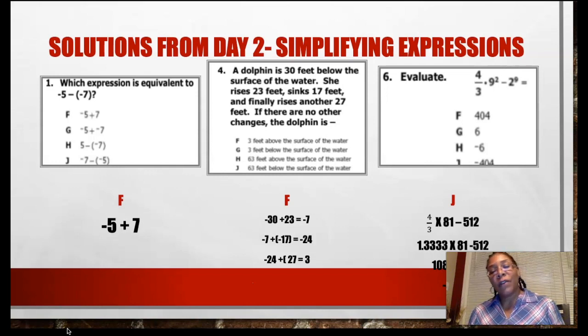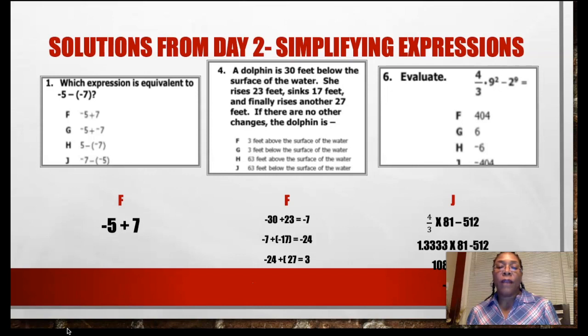And that one was fairly simple to complete. Number 4, our answer again is F, and you had to go through several steps. It was starting at 30 feet below, which represents a negative 30. Then you rise up 23. So I solved that expression first, took my sum of that, and then I went down, which says sinks 17, which represents a negative 17, and added that to my previous answer, negative 7 plus negative 17, which gives me a sum of negative 24.